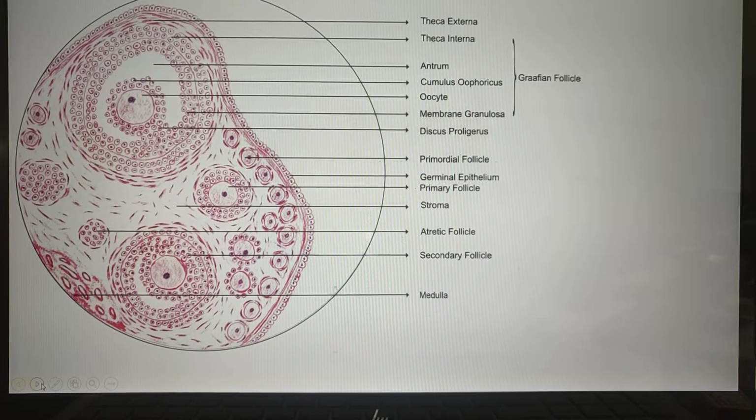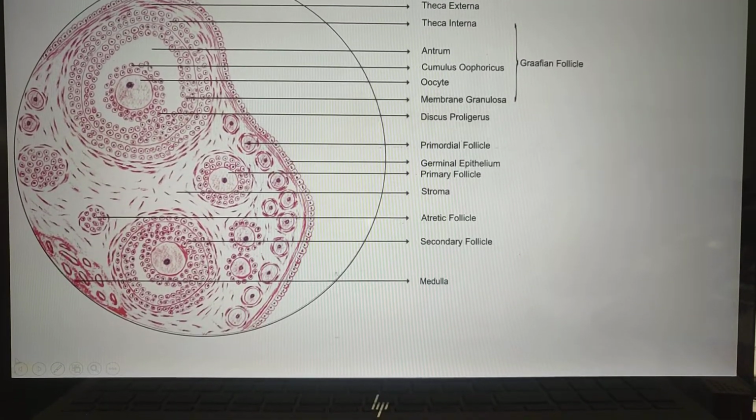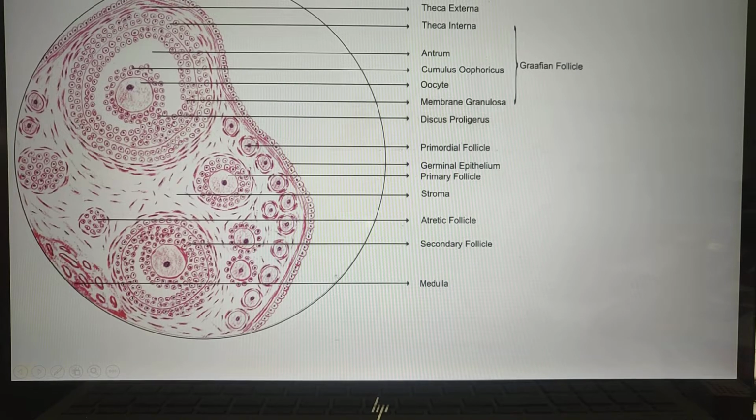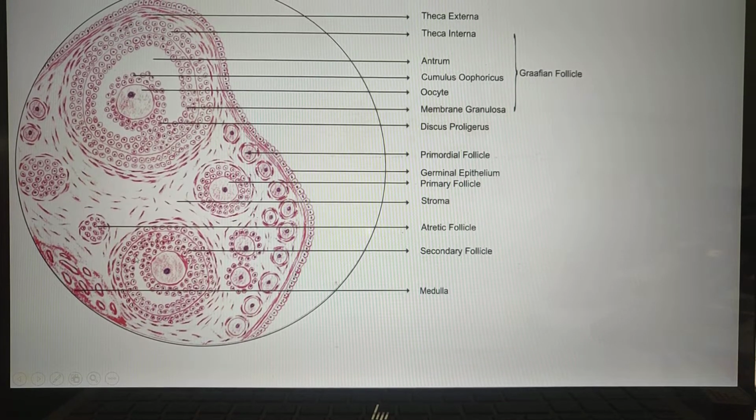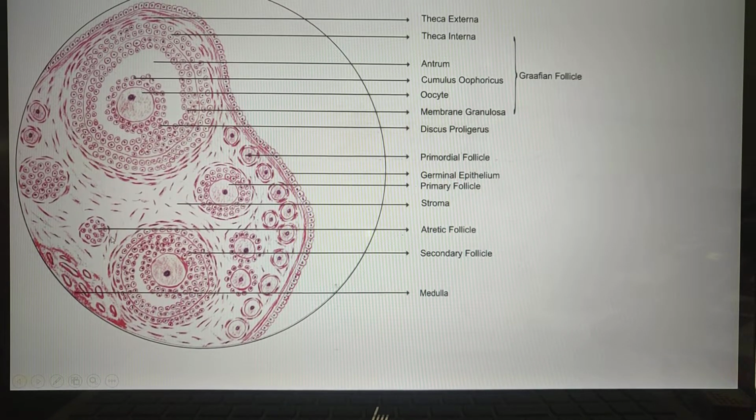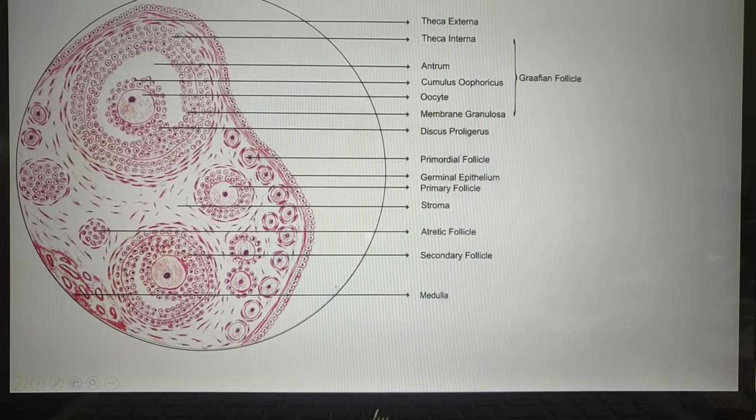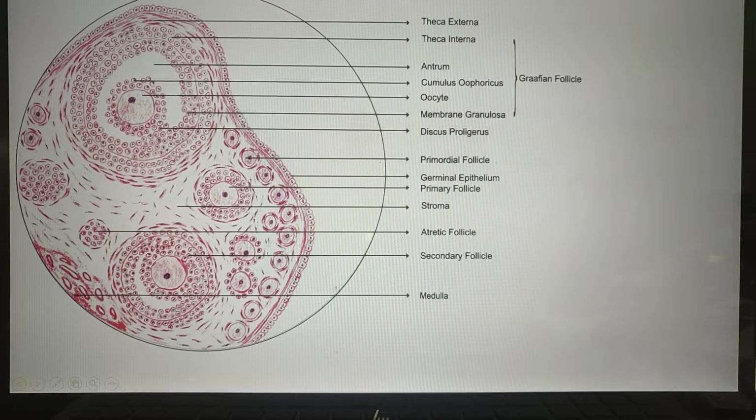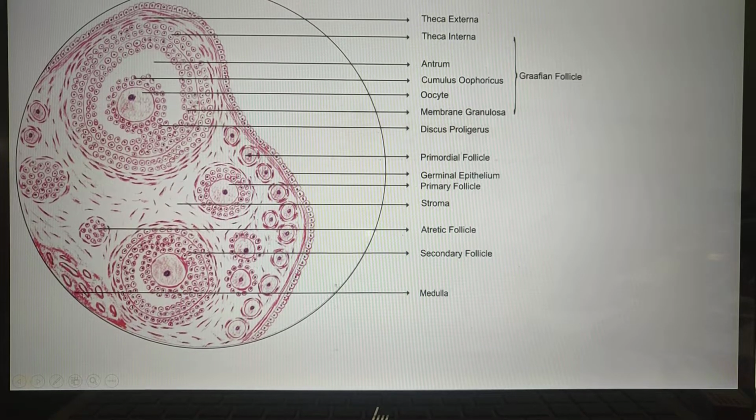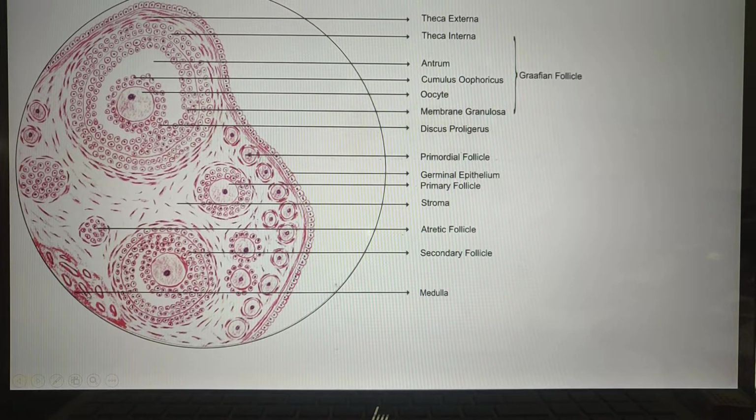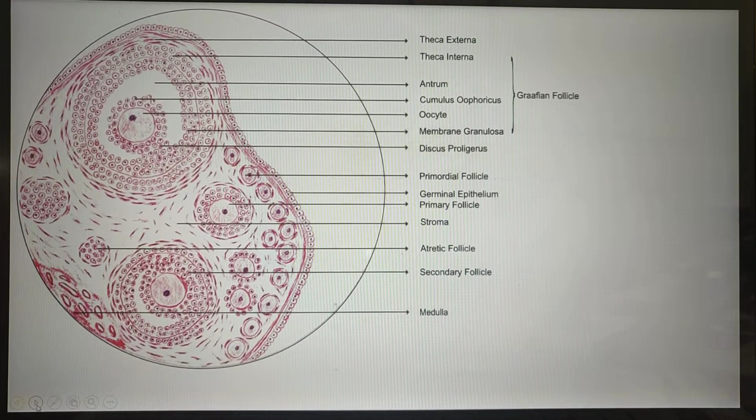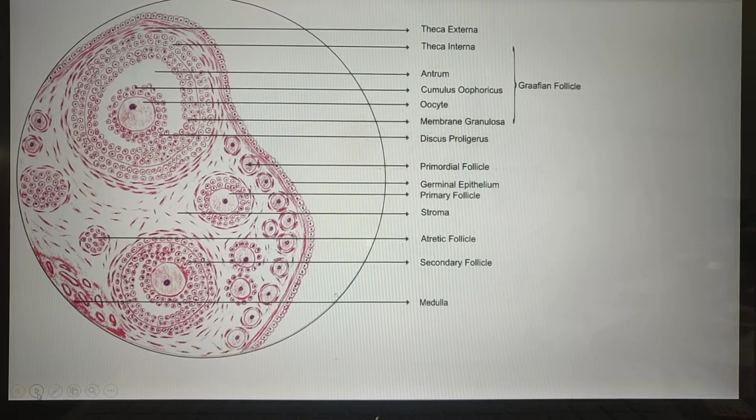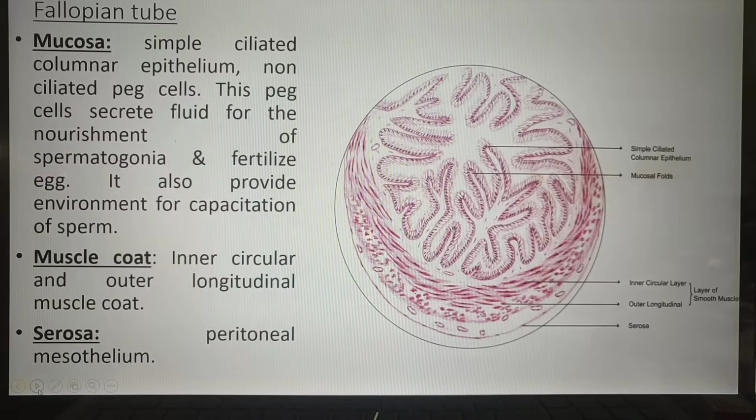Here you can see the slide of the ovary, and this is a Graafian follicle. It is nearly mature. This is the primary follicle, secondary follicles, atretic follicles. So you can see various stages of the follicle inside the cortex, and inside the medulla you can see the connective tissue, nerves and blood vessels of the ovary.